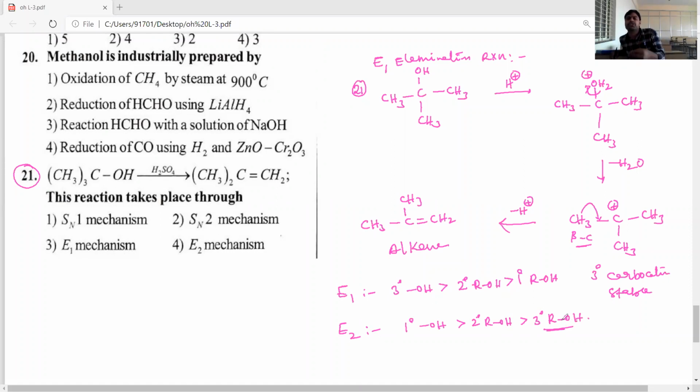SN1 and SN2 are nucleophilic substitution reactions. E1 and E2 are elimination reactions. In the E1 elimination reaction, a carbocation intermediate forms. In E2 elimination reactions, a transition state forms. Now the given alcohol is a tertiary alcohol, which can form a stable tertiary carbocation intermediate. That's why the elimination reaction takes place through the E1 unimolecular elimination mechanism. So the answer is the third one. Okay, then tomorrow we will discuss the phenols objective, phenol properties.